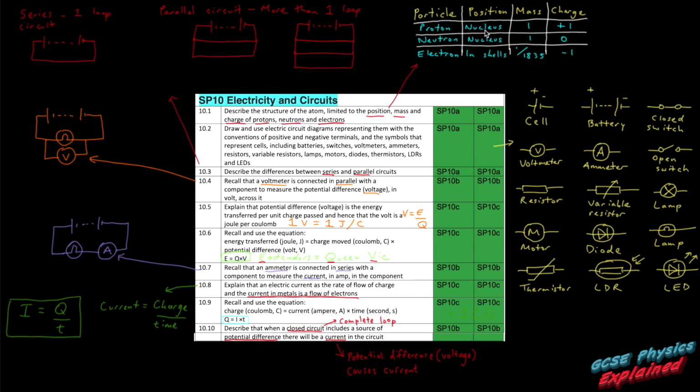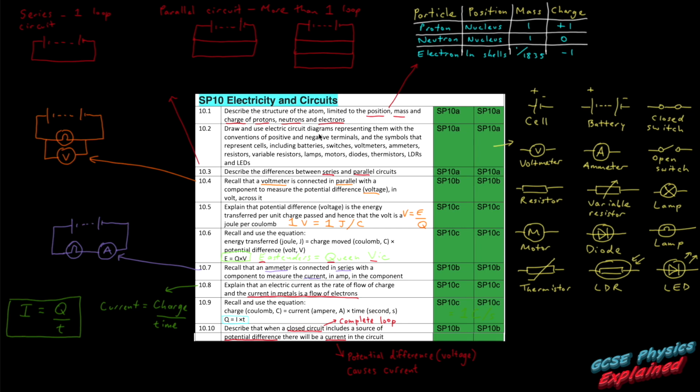So the proton is found in the nucleus. It's got a mass of 1 and a charge of +1. The neutron is also found in the nucleus. It's got a mass of 1 and a charge of 0. Neutron is neutral. Proton was positive. And the electron is found in shells that orbit the nucleus. Its mass is approximately 2,000 times lighter than the proton and the neutron. It's 1 over 1,835 if you want to be precise. And the charge is -1.